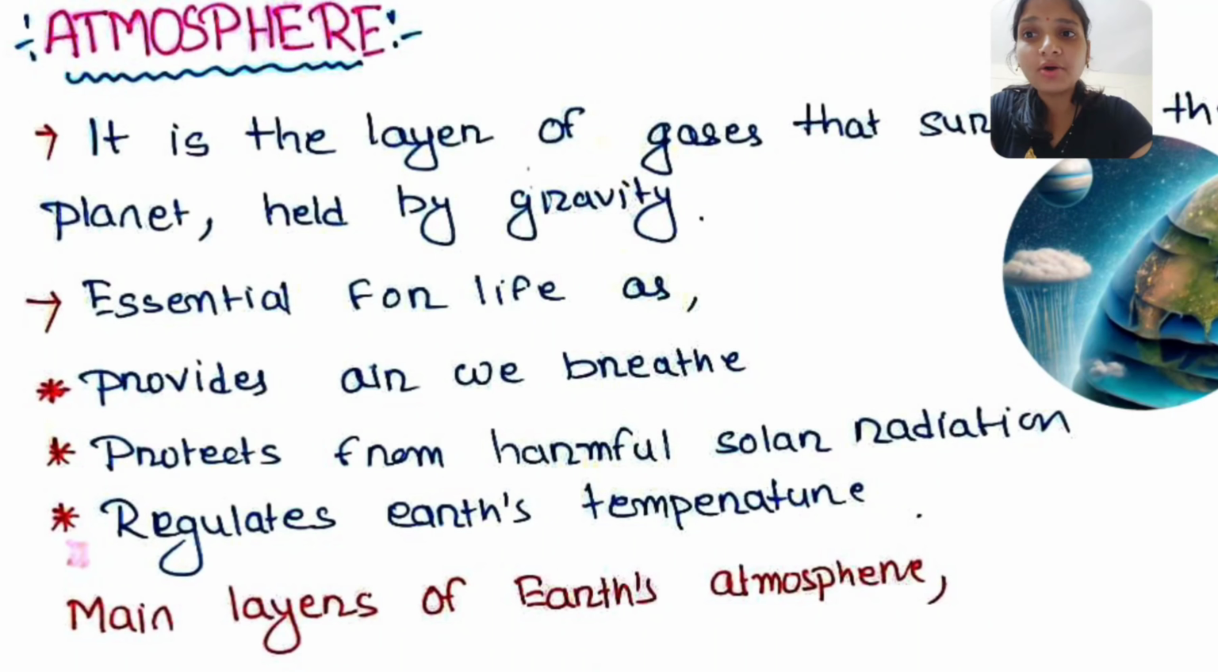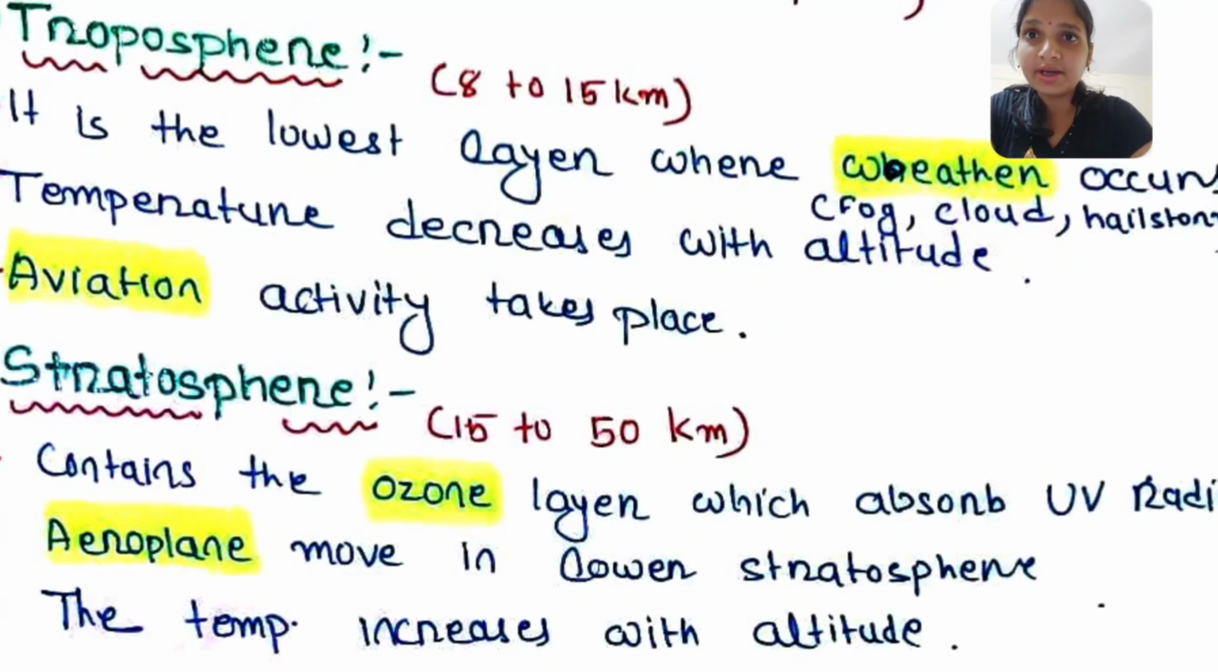The main layers of the atmosphere are the troposphere, stratosphere, mesosphere, thermosphere and exosphere. These are the five main layers. We will discuss them one by one in detail.